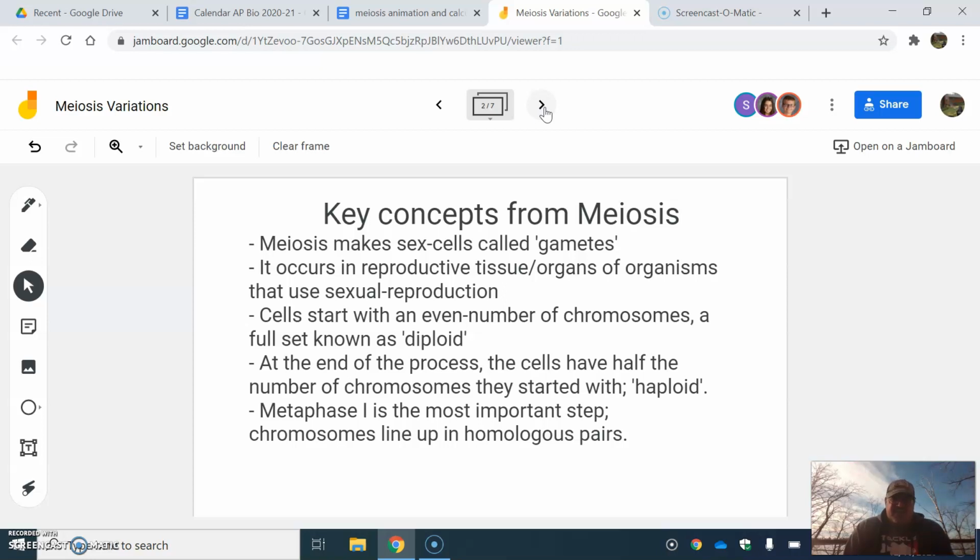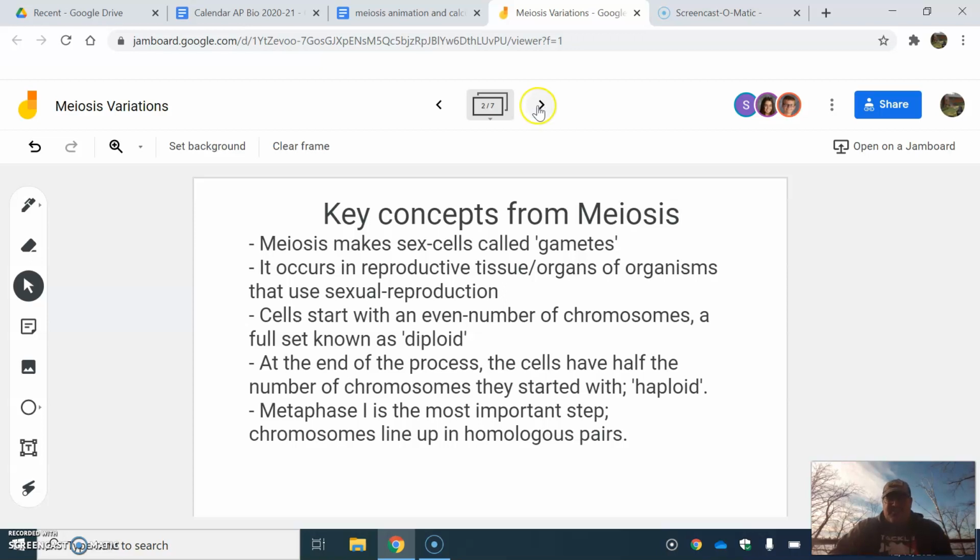Okay. Cells start with an even number of chromosomes. So your cells start out in meiosis with an even number of chromosomes. It always has to be even because you have to cut it in half, right? So even number of chromosomes, that full set is always called a diploid set. And at the end of the process, no matter what the organism is, the cells have half of the number of chromosomes that they started with. And that number is called a haploid number.